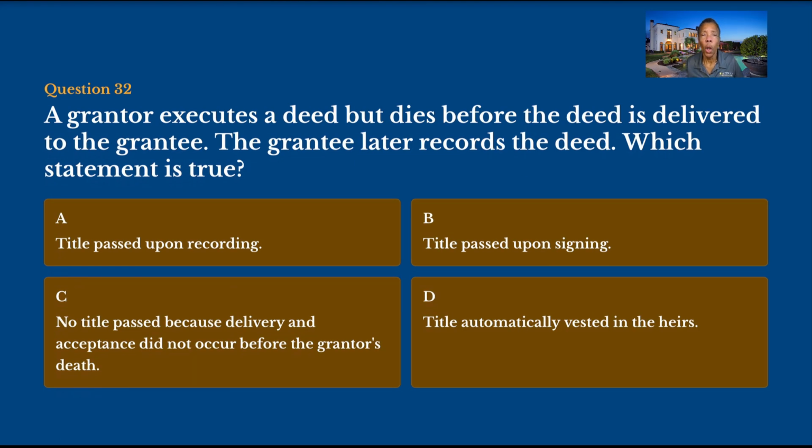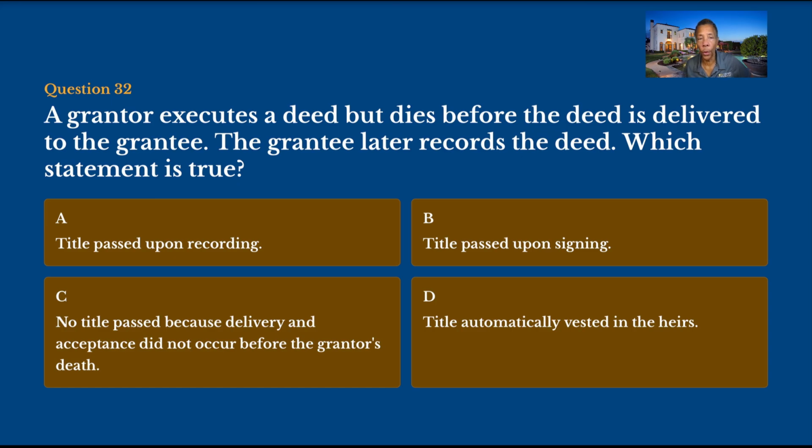Number 32. A grantor executes a deed but dies before the deed is delivered to the grantee. The grantee later records the deed. Which statement is true? A. Title passed upon recording. B. Title passed upon signing. C. No title passed because delivery and acceptance did not occur before the grantor's death. And D. Title automatically vested in the heirs.